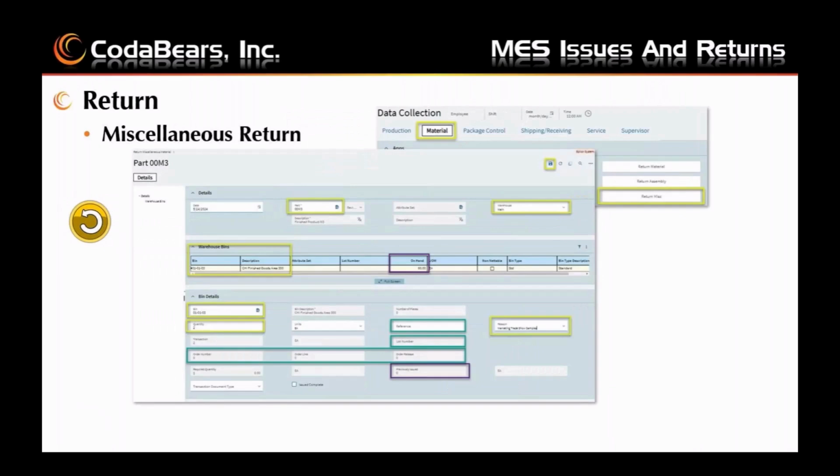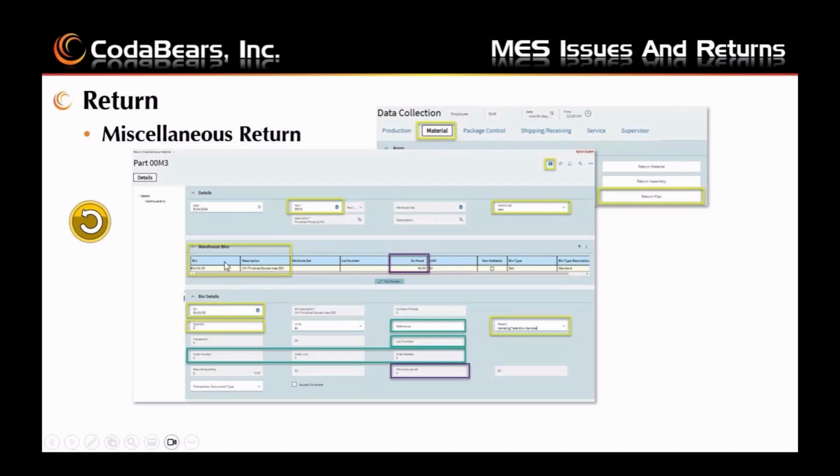So you'll use return miscellaneous to return miscellaneous parts to inventory. Again, on the main data collection screen on the material tab, you have a button that says return miscellaneous. And that brings up this screen where you can either enter the part or search using the magnifying glass to get your part. Again, you have the drop-down box for a warehouse, so you can choose which warehouse you're going to return your miscellaneous part to.